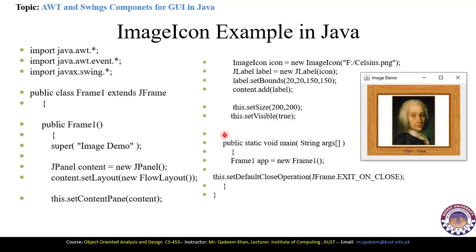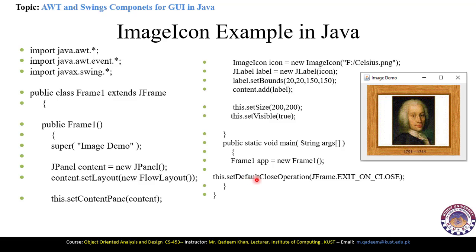Now here is the completion of the constructor, and then we have the public static void main function, which must be in every Java program. Java starts execution from the void main function. Inside of the public static void main function, we first declare the object of frame1. When we define the object of frame1 here, the constructor will automatically be called, which contains the code for displaying the image on the label.